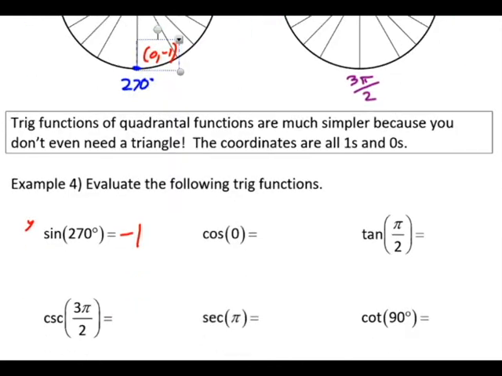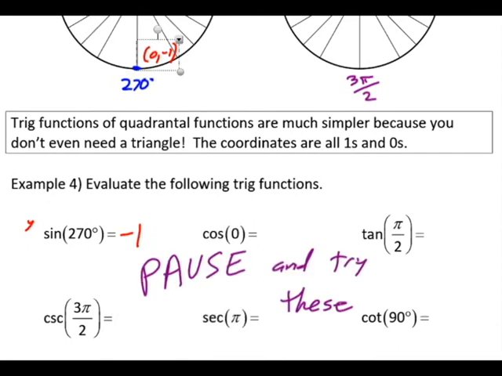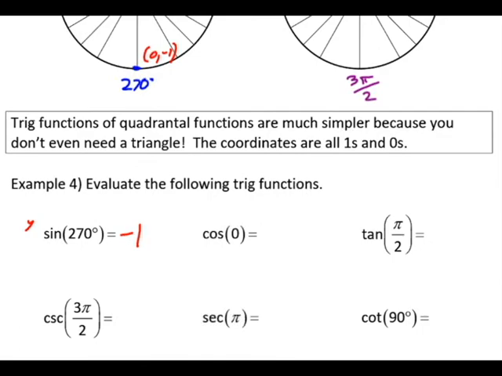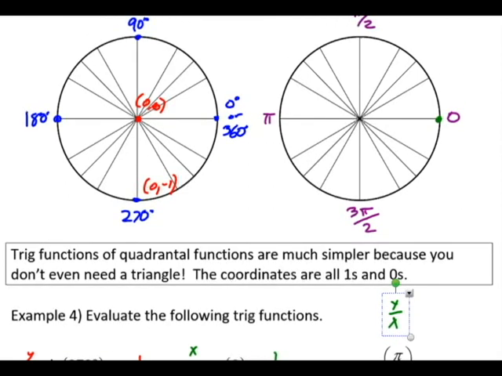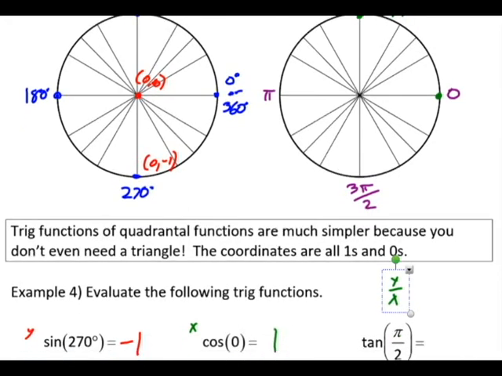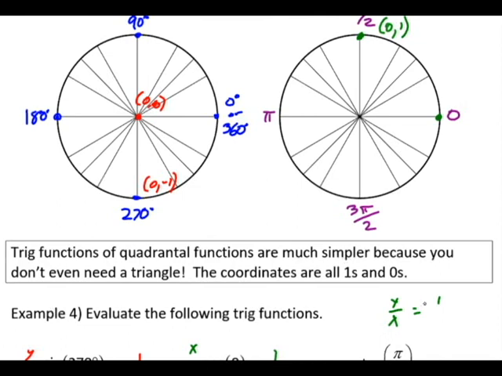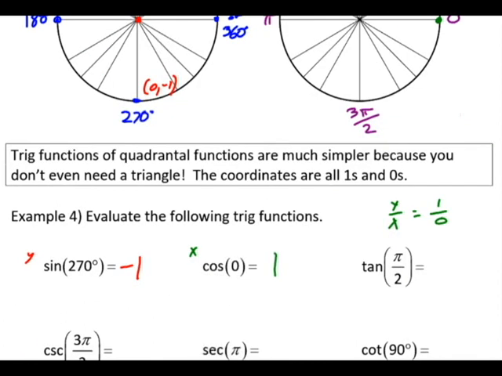Take a moment and try out the rest of these. The practice will really help you get good at these fast. Here are my solutions. Cosine of 0. Without the degree sign, we're talking about radians. The x-coordinate is 1. Tangent of pi over 2. Well, that's y over x. Here's pi over 2 at 0, 1. So the tangent is 1 over 0. Tangent of pi over 2 is undefined.